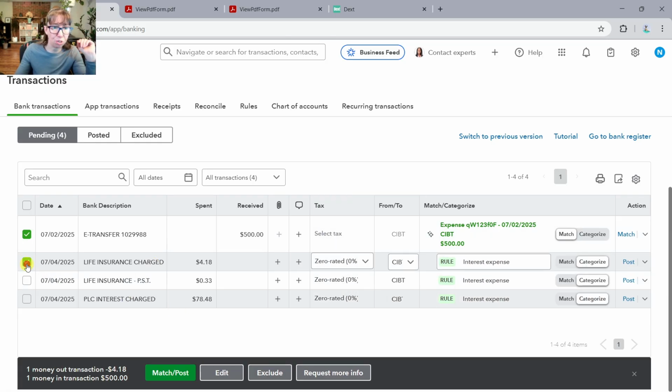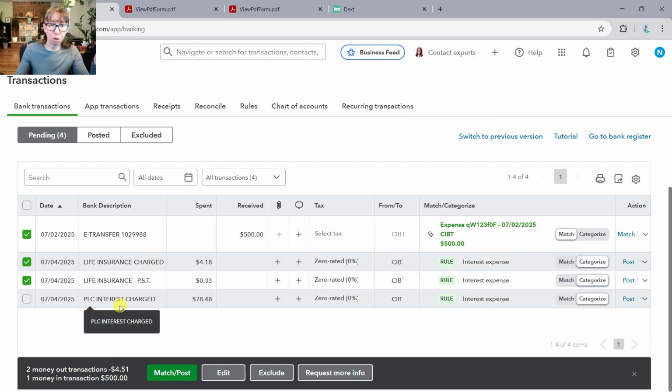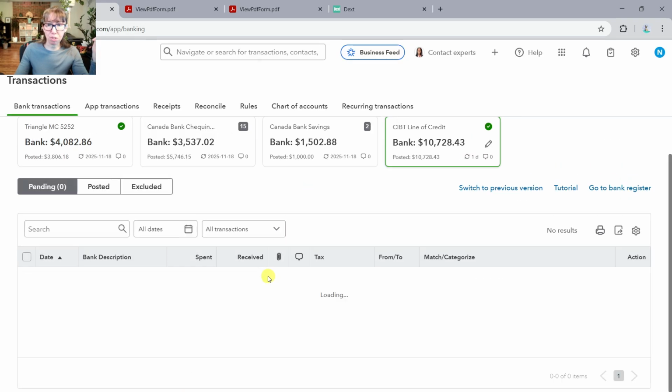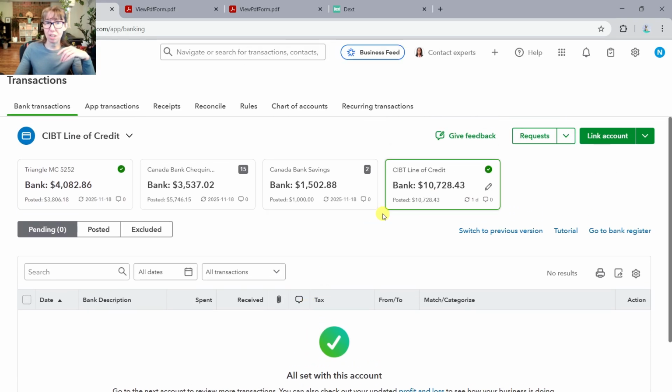We're going to check that one off because the rule looks good. PST is not a claimable ITC like GST or HST; you put the PST into whatever the thing is that you're purchasing. So in this case, we've put that to interest also. And then of course, interest is interest. So let's click that one off as well. We can go ahead and put those all in together. So that was the line of credit.